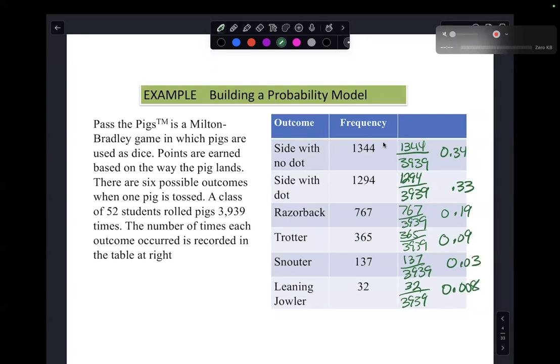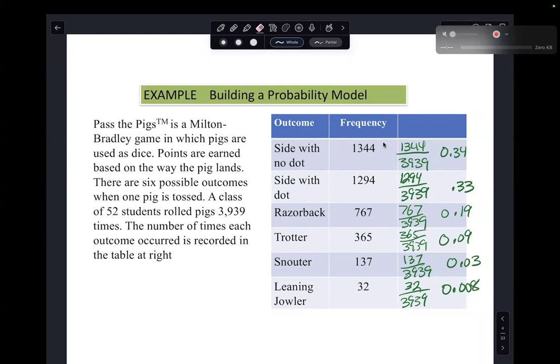Yeah, I know I rounded that last one to 3 decimal places, but I just couldn't not round it to 3 decimal places. And so then somebody could ask me about what is the probability of rolling a razorback. And you can look at this and say there's about a 19% chance of rolling a razorback. We did 3,939 trials. That's a lot of trials. So this is probably pretty close to the actual probability of this happening. So this would be our probability model.